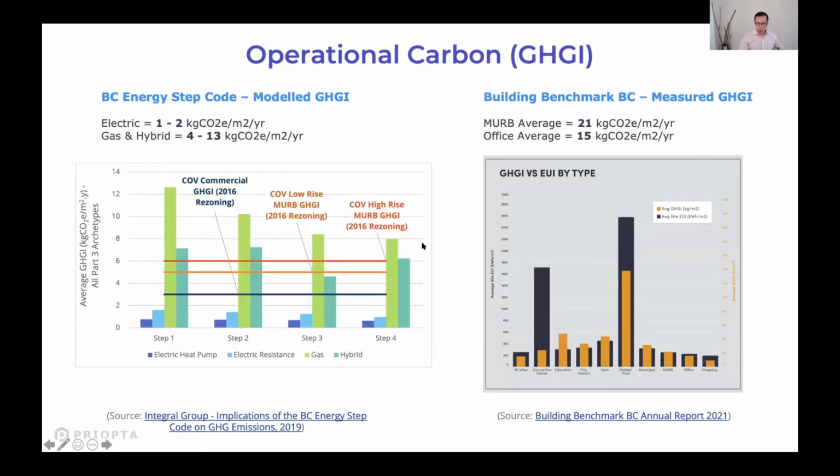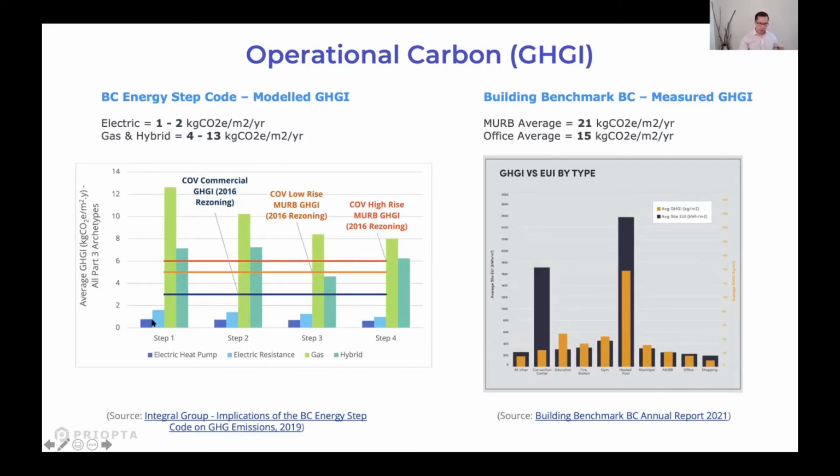So how does that compare with operational carbon metrics? These are specific to BC, in Vancouver. We have the BC Energy Step Code. And as we go higher in the steps, we have more and more energy efficient buildings. But it also depends on the fuel source. Are these gas, like natural gas buildings, or are they electric driven buildings like electric resistance or heat pump?